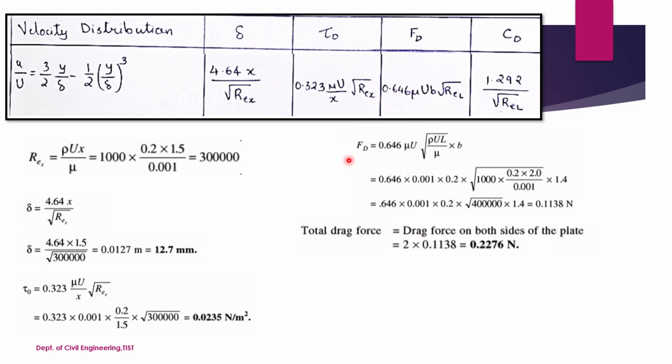See, Fd is not the total drag force. It is the drag force on one side of the plate. On the other side also you will have the same value. So in order to find the total drag force, you need to multiply Fd by 2. Then only you will get the total drag force. So total drag force is equal to the drag force on both sides of the plate, that means 2 into Fd. Fd is 0.1138. Substitute the value, and you will get the total drag force. So this is how you do type 3 problems.